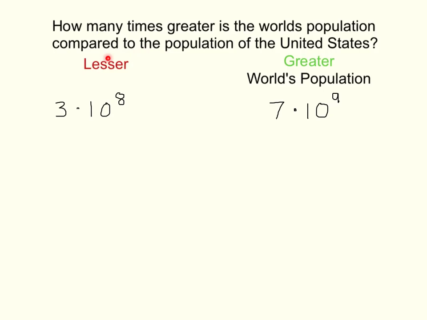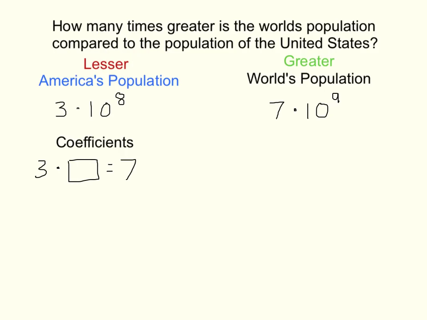I know my next step is to compare the coefficients. This is where this problem varies from other ones we have tried before. When we ask ourselves, 3 times what equals 7, there is no exact number that equals 7. So we're going to estimate. 3 times 2 is almost 7. So now let's compare our exponents. When comparing my exponents, I have to ask myself, 8 plus what equals 9? Well, 8 plus 1 equals 9.